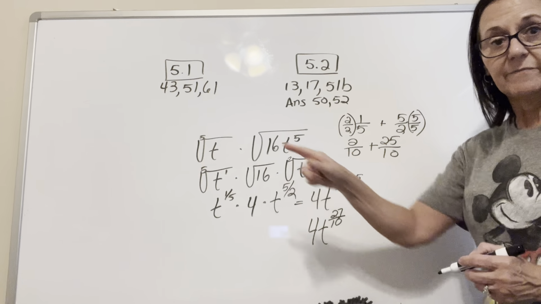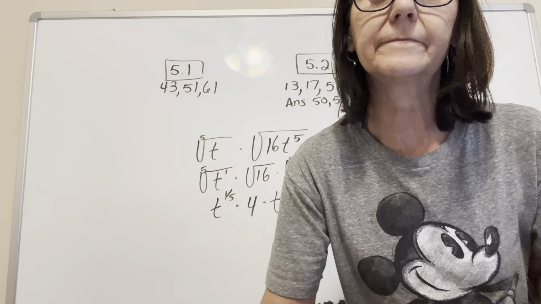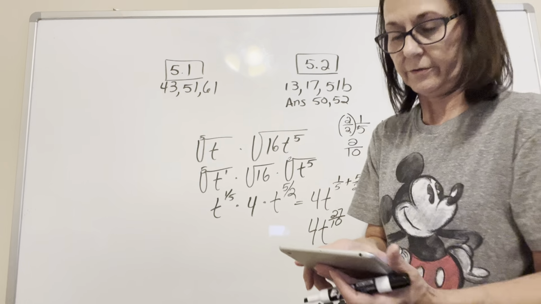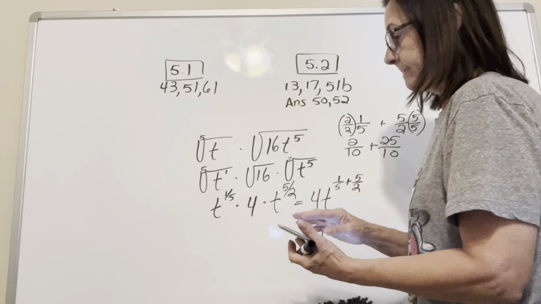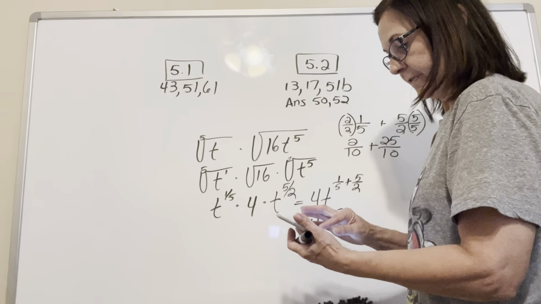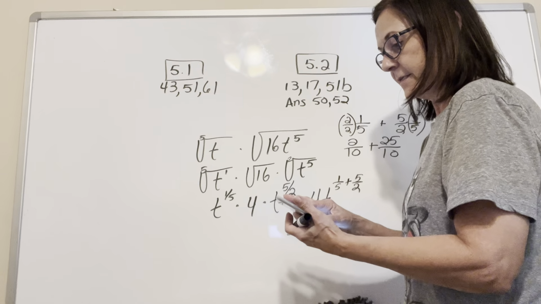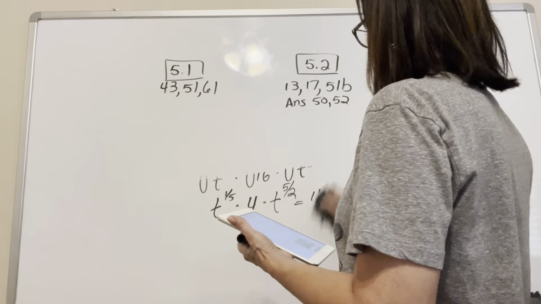All right, so that's lesson 5.1. Let's go to 5.2. I'm on page 343, 5.2, number 13. List the transformations.